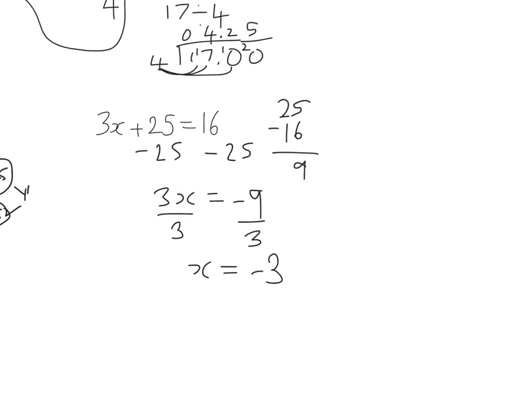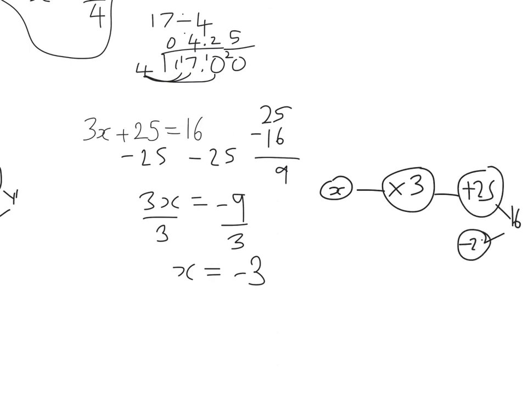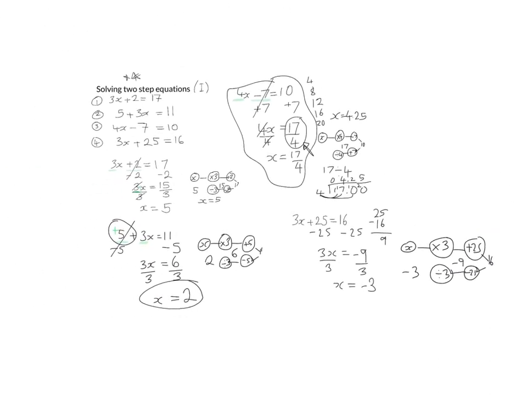Could do the same for this, x times 3 plus 25, 16, take away 25, divide by 3, negative 9, negative 3. Okay, now you have a go with the worksheet.